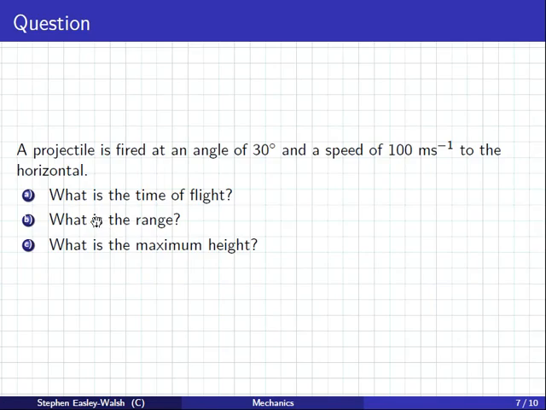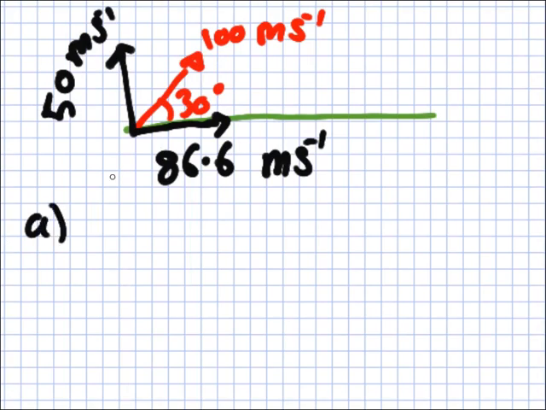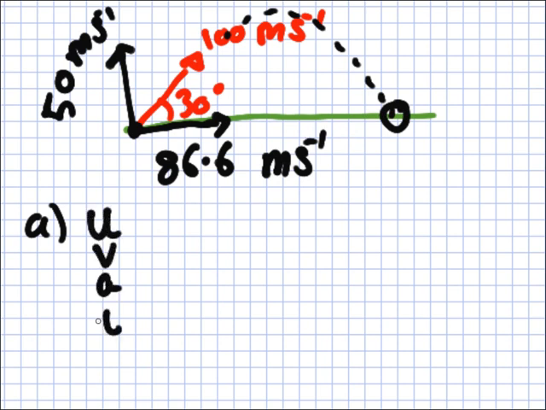Okay, good. A, what is the time of flight? That means how long is it in the air for? So which would be useful here? The horizontal or the vertical? Well, which should we pick first? The vertical. Because you know something about the end of the journey. Its height is 0. Watch. U, V, A, T, S.